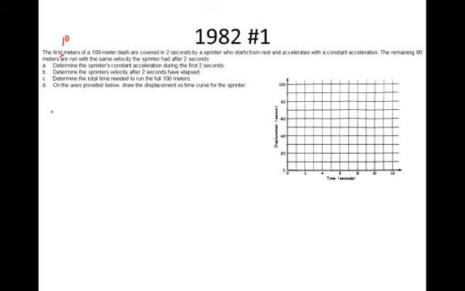During the first 2 seconds, the sprinter is going to start with no velocity. Then the velocity is going to increase. And for the remaining 90 meters, the velocity remains constant. So that means for the first couple seconds, the acceleration is not 0, but then is 0 for the remaining 90 meters.